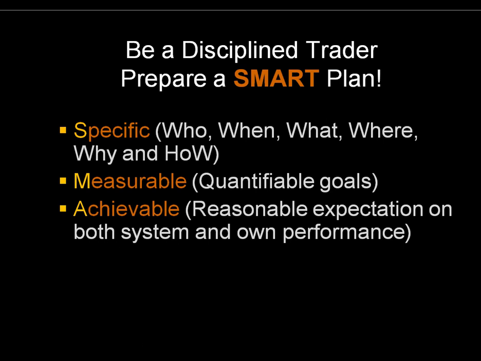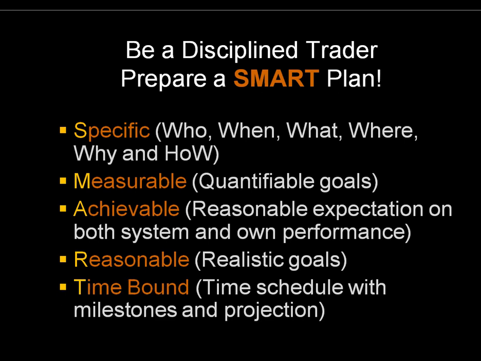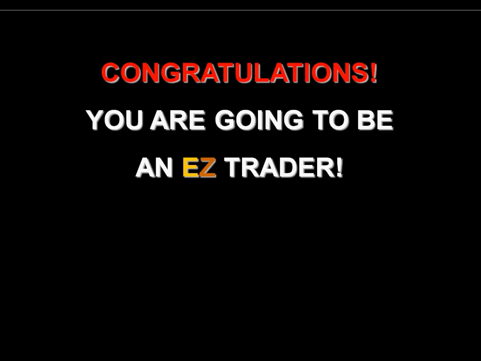Measurable. The results and objectives have to be quantitative. Achievable. We need to set reasonable expectations on the system and also on your own performance. Reasonable, it has to be realistic too. Time bound. We need to have a time schedule with milestones and projections, and that way we have something to measure and look forward to. So prepare a smart plan.